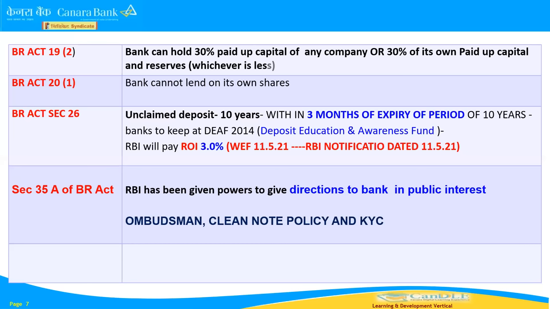The bank can hold 30% of the paid up capital of any company where you want to invest, or 30% of the bank's own paid up capital and reserves, whichever is less. Your bank may have 1,000 lakh crore capital, so that is more. But that company is only 100 crore. For example, 100 crore, 30%. Whichever is less, the company's is less. So 30 crores we can invest. This is the restriction on your bank.